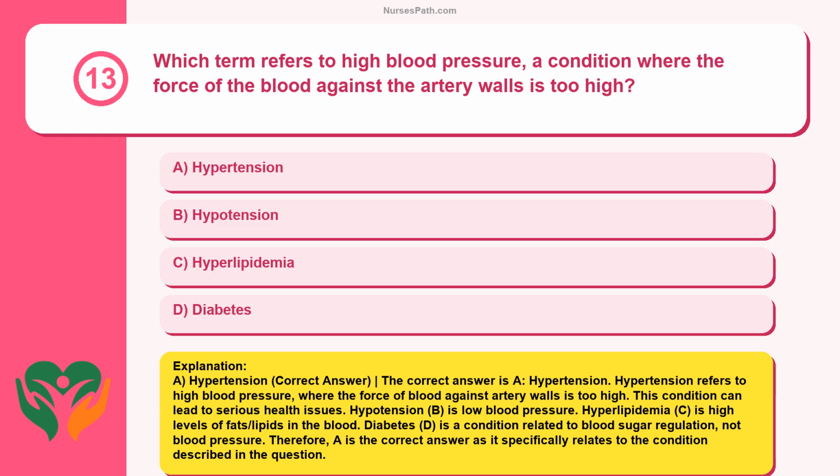Hypotension, B, is low blood pressure. Hyperlipidemia, C, is high levels of fat/lipids in the blood. Diabetes, D, is a condition related to blood sugar regulation, not blood pressure. Therefore, A is the correct answer as it specifically relates to the condition described in the question.